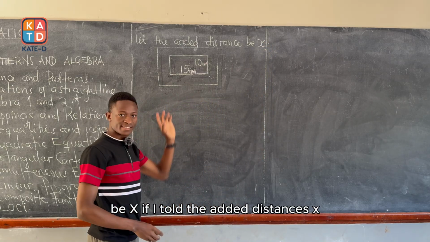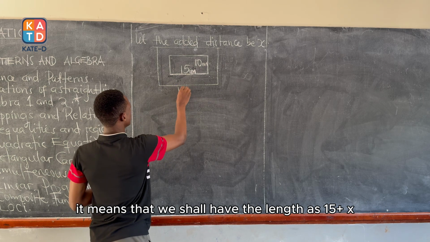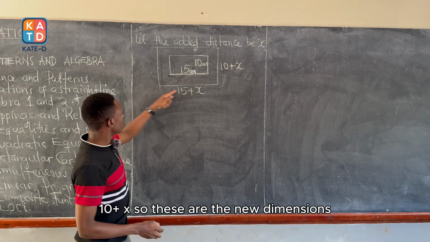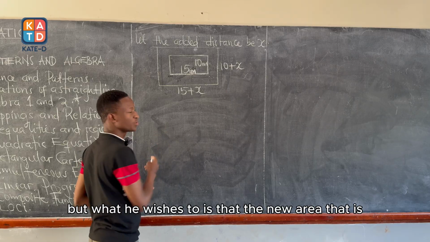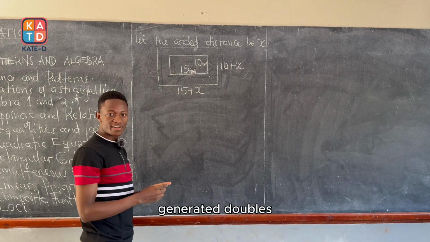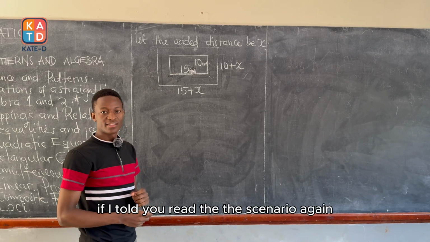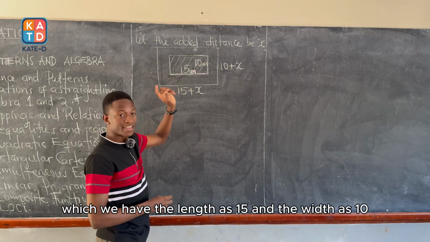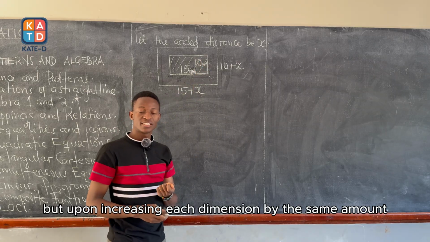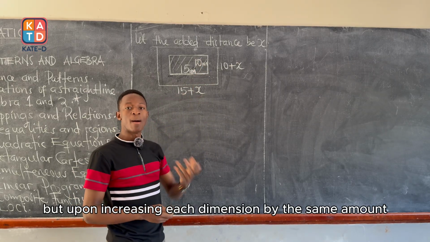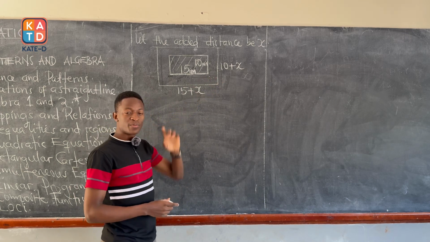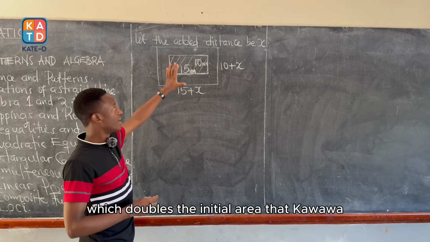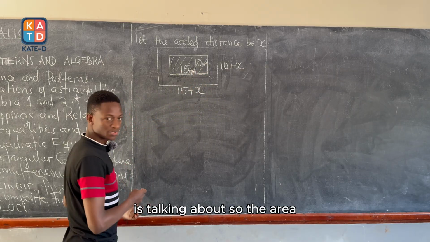If the added distance is x, it means that we shall have the length as 15 plus x and the width as 10 plus x. So these are the new dimensions. But what he wishes is that the new area that is generated doubles. If you read the scenario again, we have this area with the length as 15 and the width as 10, but upon increasing each dimension by the same distance x, we wish to form an area which is twice, or which doubles, the initial area.